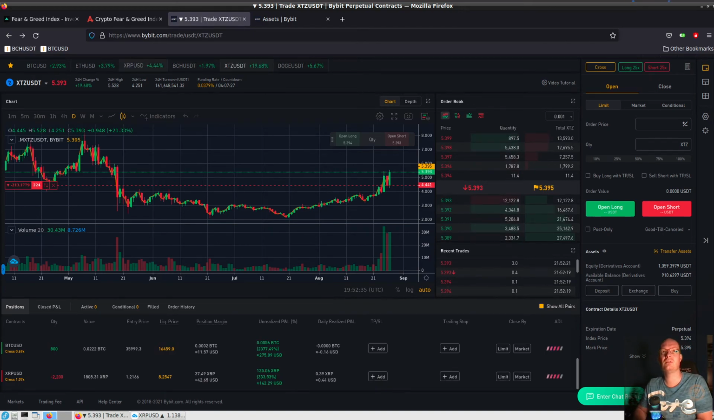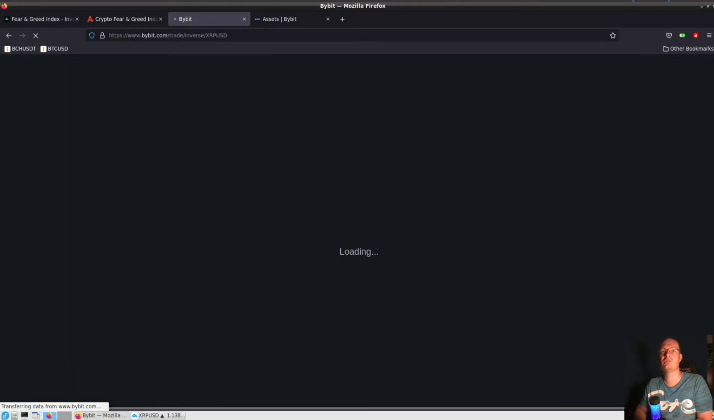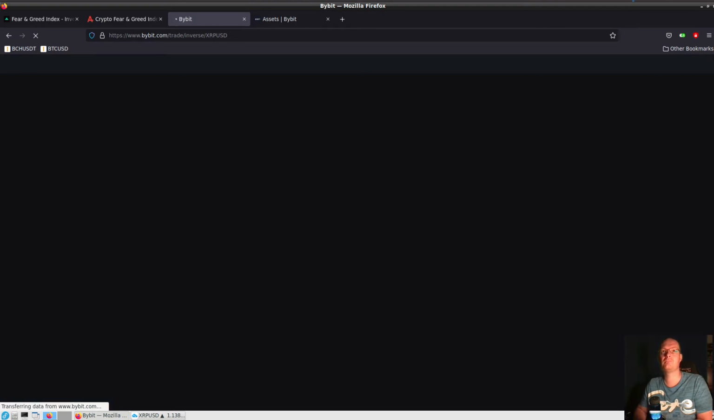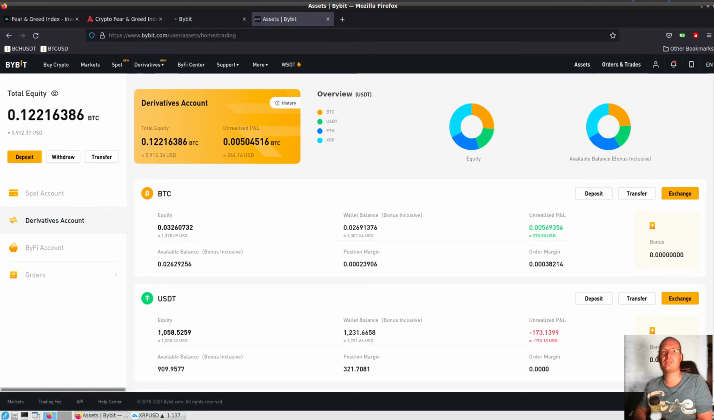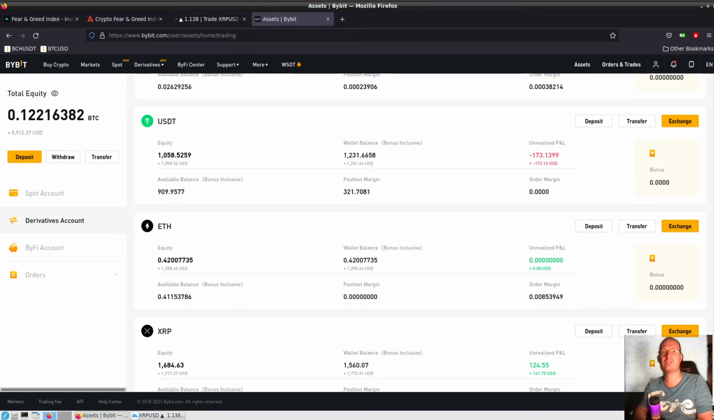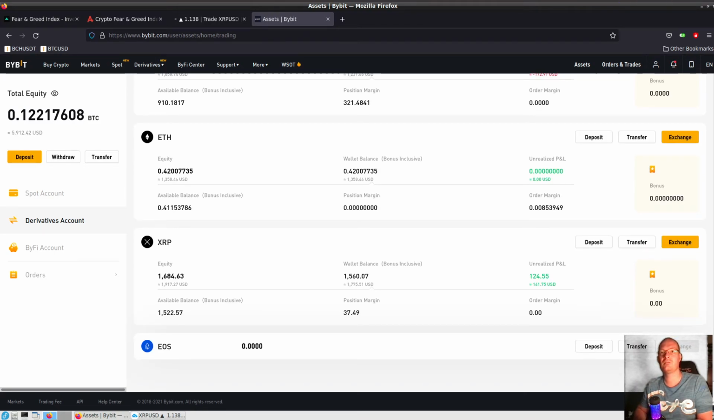I wanted to check XRP because it has been doing pretty well. Let's see if it wants to load. Oh, I can see it. I can see it better here. So the assets. XRP, we started with $1,000 and we're now at 1,917. So we almost doubled the position over here.